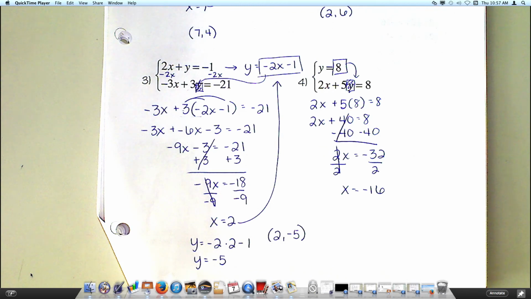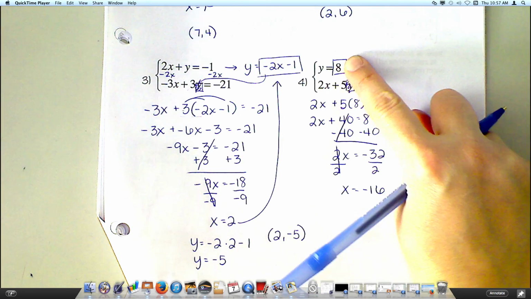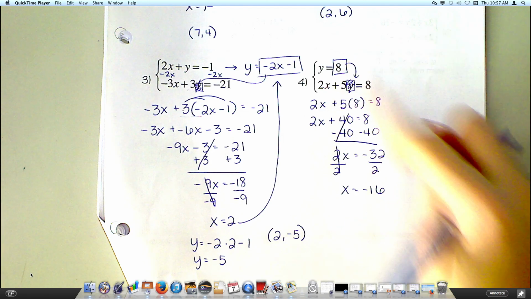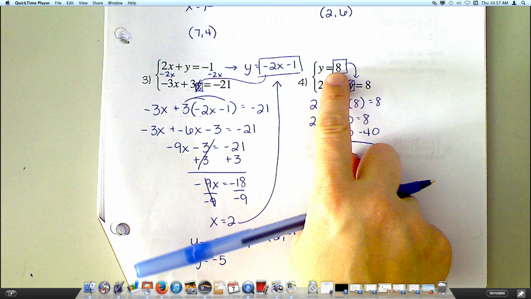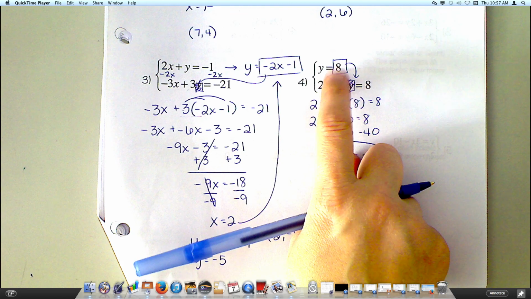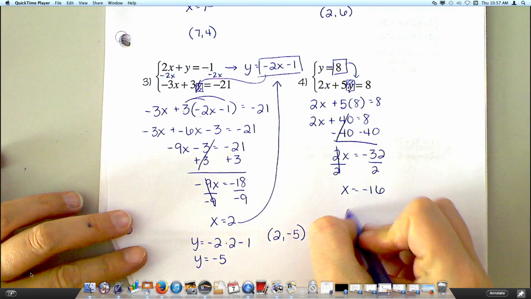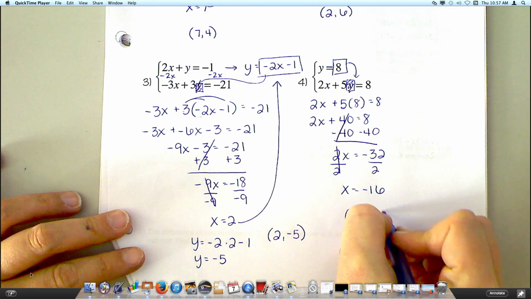But you already have one. I already have y. Good. They told me that y is 8. Y has to be 8. If I plug this 16 up there, this says y has to be 8 no matter what x is. Okay? So my coordinate is just negative 16, 8.